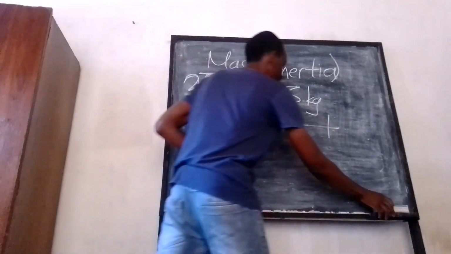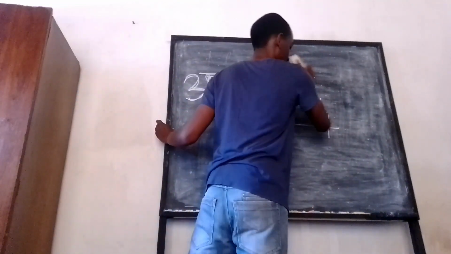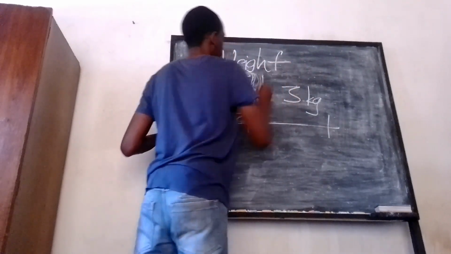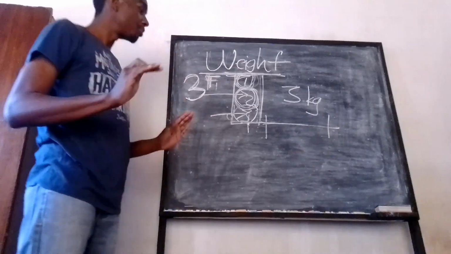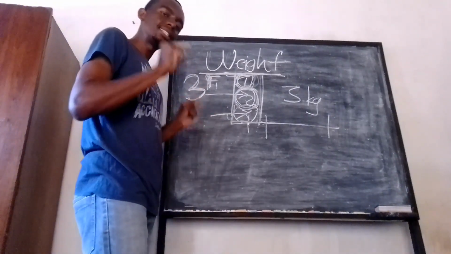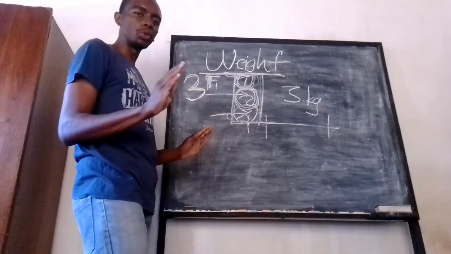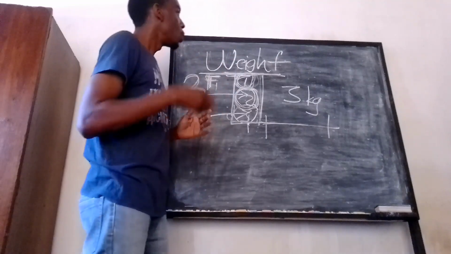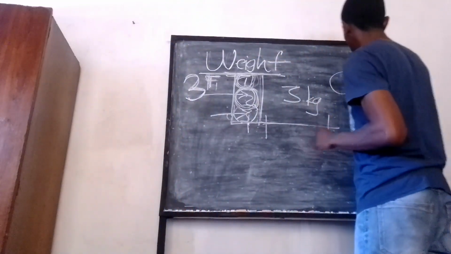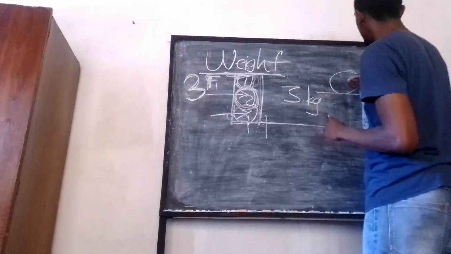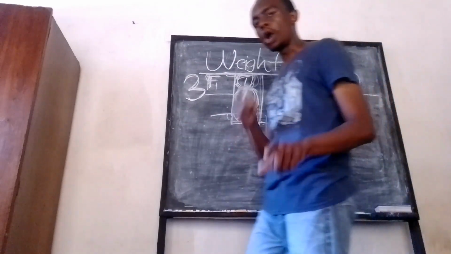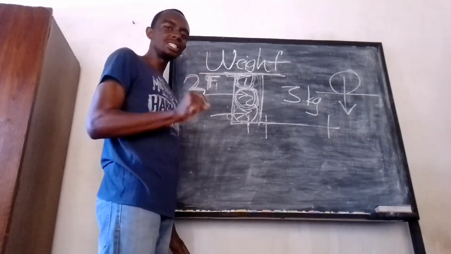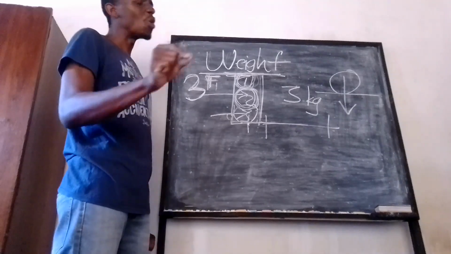But weight now, let me rub this. Weight is something else. Weight, like I said, is a force, but it's not an ordinary kind of force. Weight is a special kind of force. What kind of force is weight? Weight is that force a body experiences when it's in the presence of gravity. I'll repeat, weight is a special kind of force. Which force? The force a body experiences when it's in the presence of gravity.